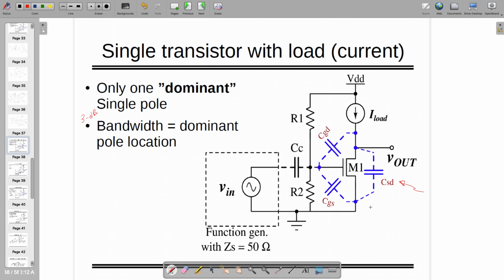Or you can say that 3 dB bandwidth we can write down as minus 1 by RO times C2 plus CGD, where C2 is CSD plus CL, right? So this is what is actually about the single stage common source amplifier.